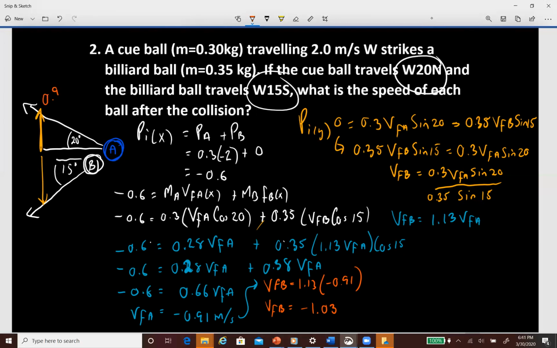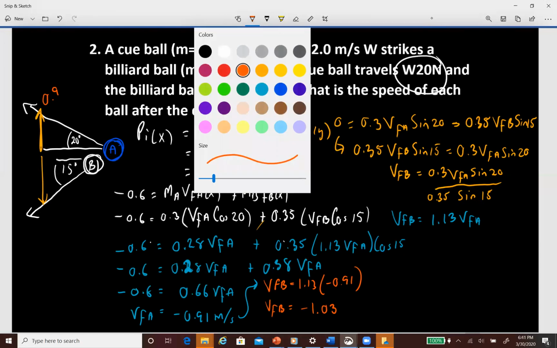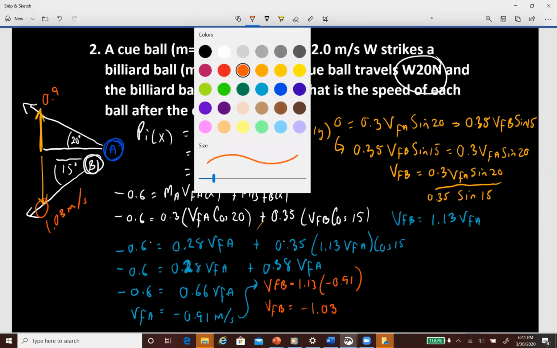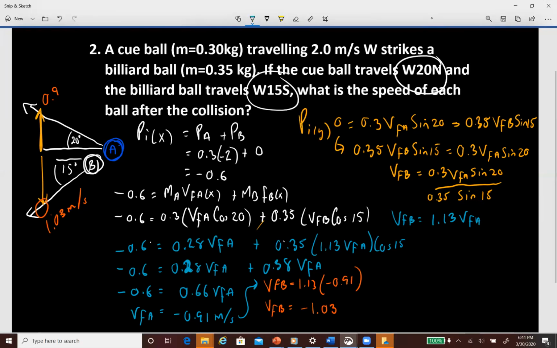So ball B is traveling at 1.03 meters per second, and ball A, I think I used this color, is traveling at 0.91 meters per second.